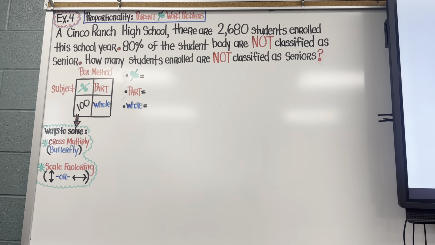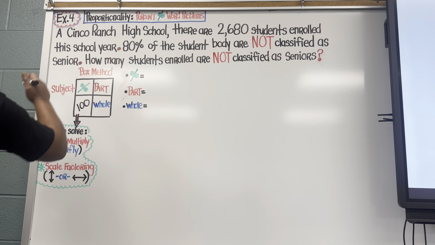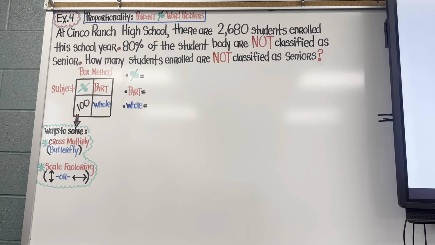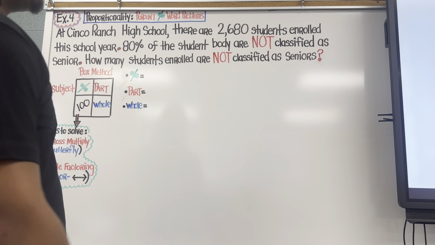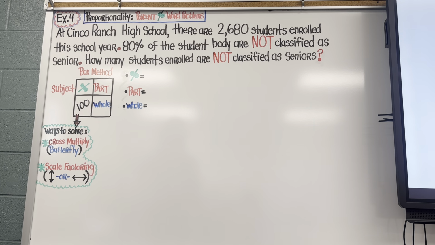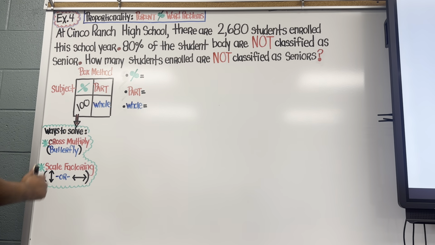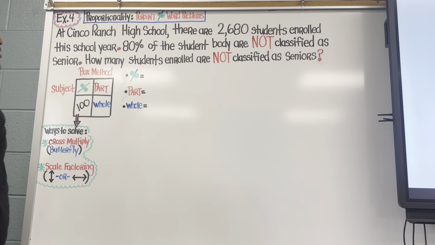We have this word problem. At Seco Ranch, my bad, it's a little typo, give me a second. All right, at Seco Ranch High School, there are 2,680 students enrolled this year. 80% of the student body are not classified as seniors. How many students enrolled are not classified as seniors?